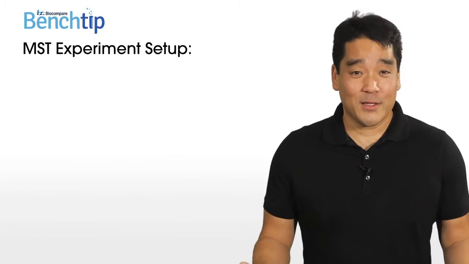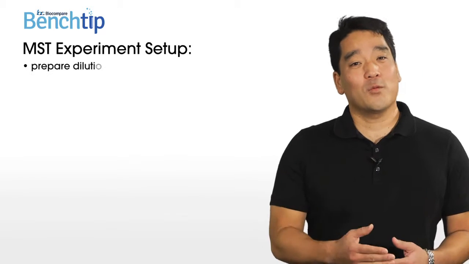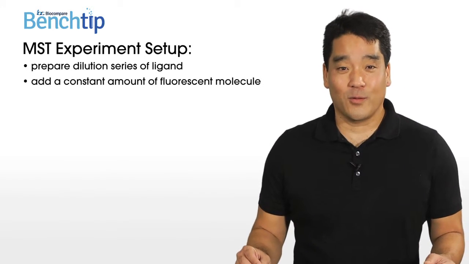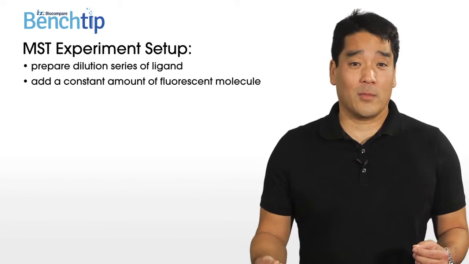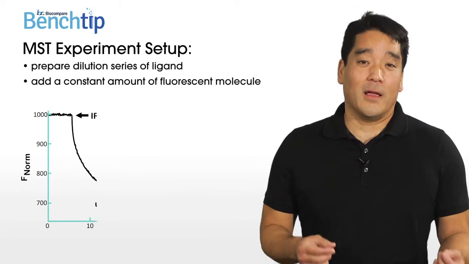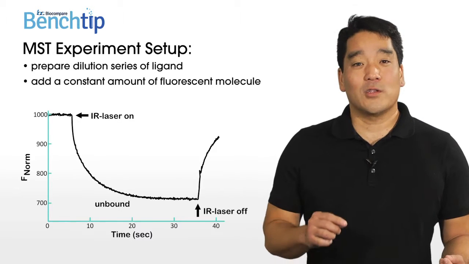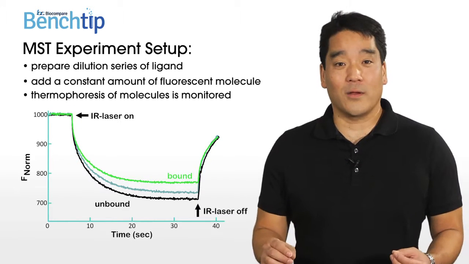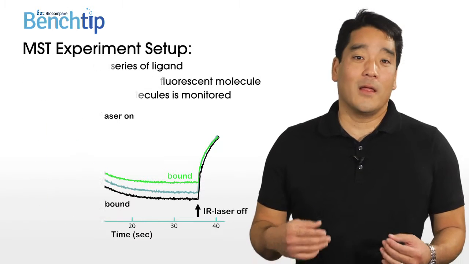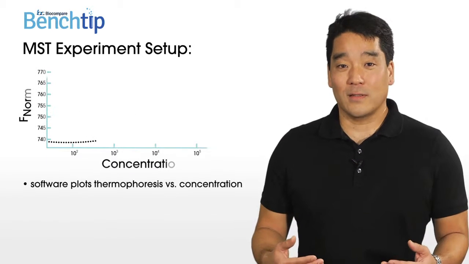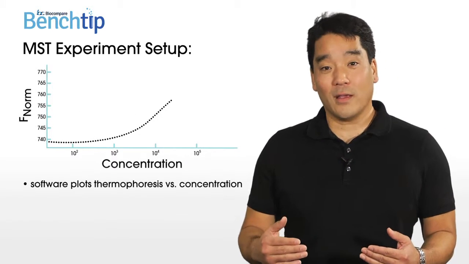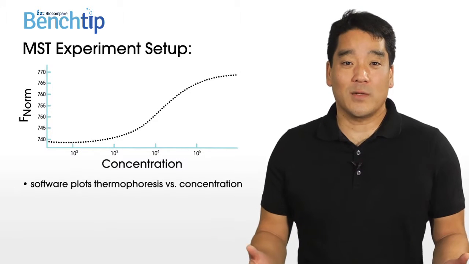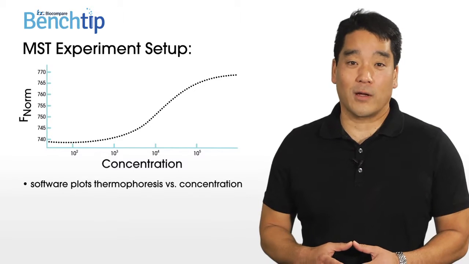So how do you set up an MST experiment? Well, first you prepare a dilution series of your ligand and you add a constant amount of a fluorescent molecule. The sample is filled into capillaries and loaded into the instrument, and the instrument uses an IR laser to generate a temperature gradient, and the thermophoresis of fluorescent molecules in this gradient is monitored. Then software plots the thermophoresis signal against the concentration of your ligand, generating a binding curve. In as little as 10 minutes, you can obtain a dissociation constant for your interactions.